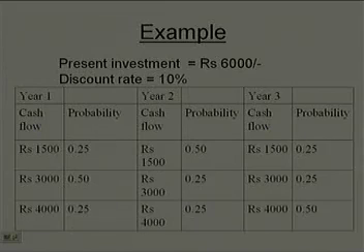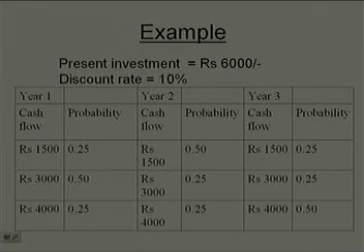Similarly, for year 2 and year 3 also, I have assumed certain returns and their associated probability values. At time t is equal to 0, I have assumed that I have to invest rupees 6000. Discount rate is assumed to be 10%.